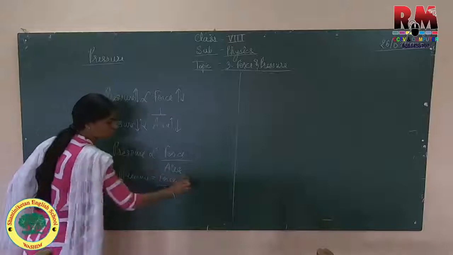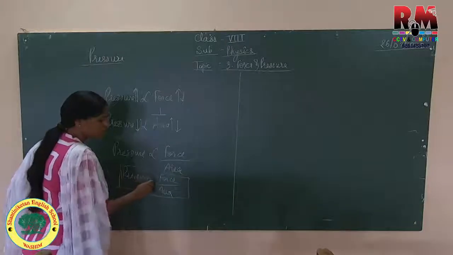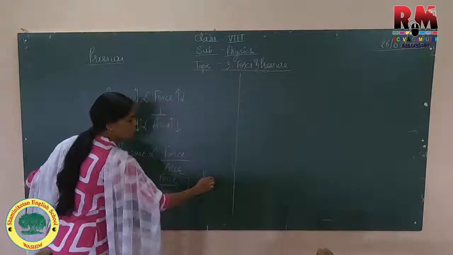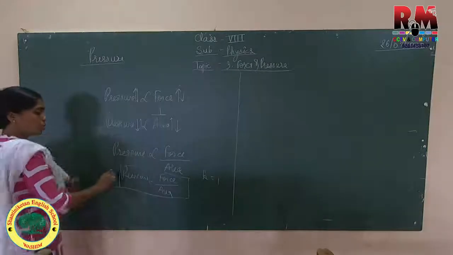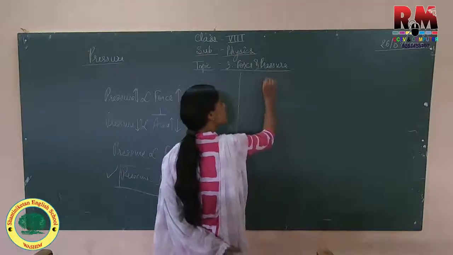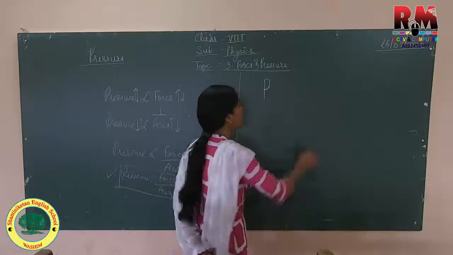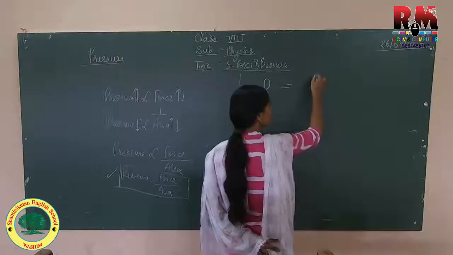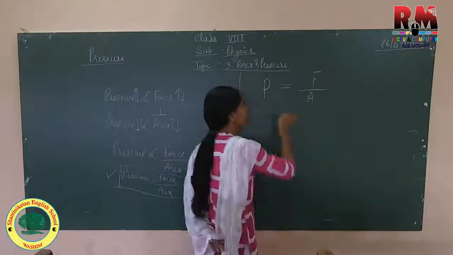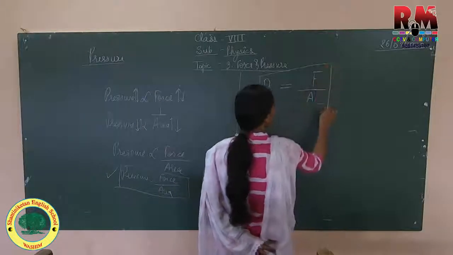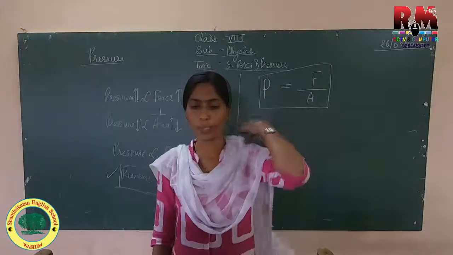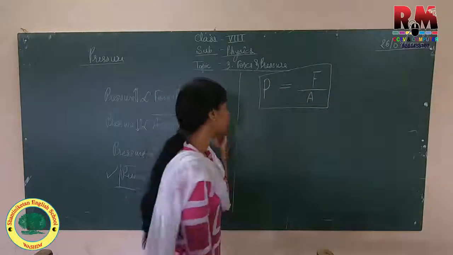Proportionality, pressure is equal to force upon area. Just consider the proportionality sign is K and K is equal to 1. Okay. So pressure is equal to force upon area. How do we represent pressure? By capital P. How do we represent force? By capital F. And how do we represent area? By capital A. So what is its formula? Pressure is equal to force upon area. Okay. So let us see its SI unit.